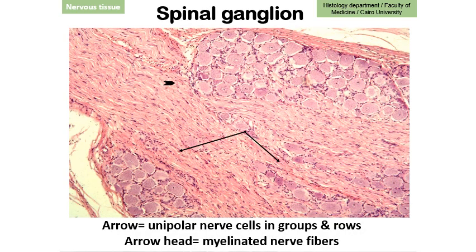Here is the spinal ganglia. How do I know it? Thick capsule. The cells are unipolar, different in size, some of them large, some of them small. They are arranged in groups or in rows.